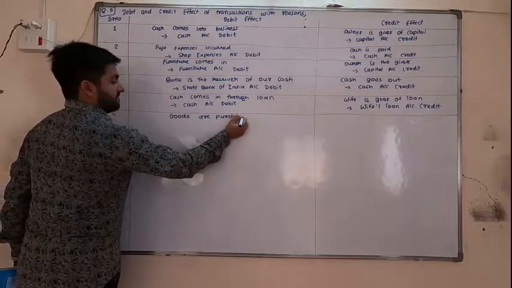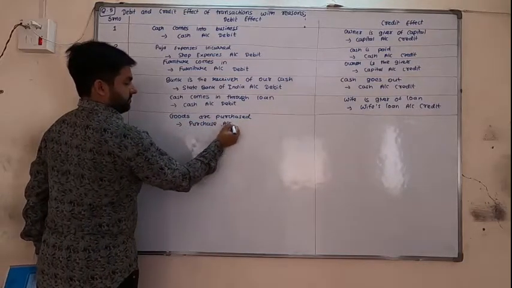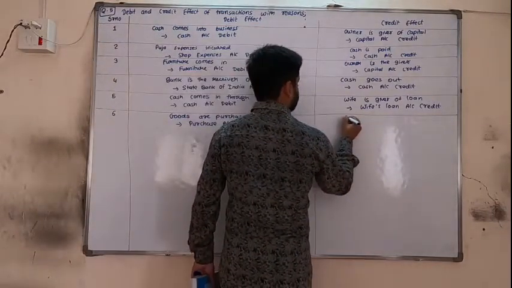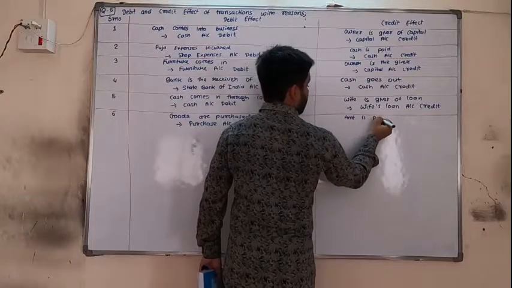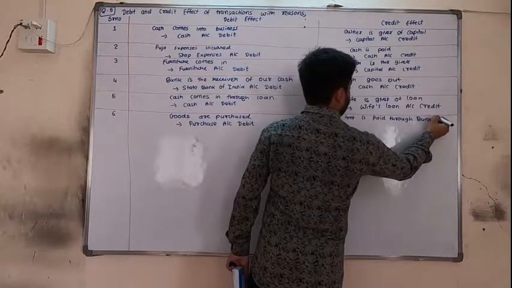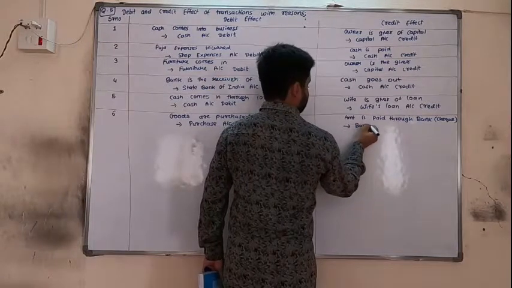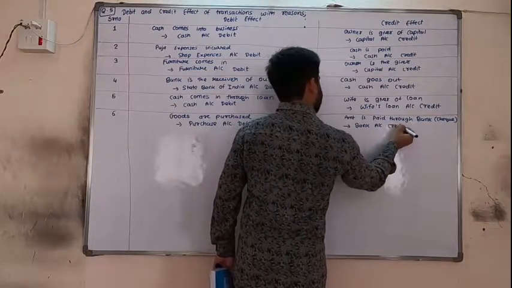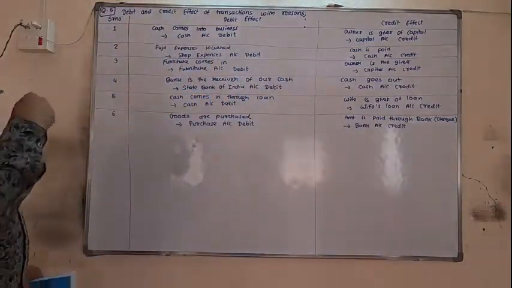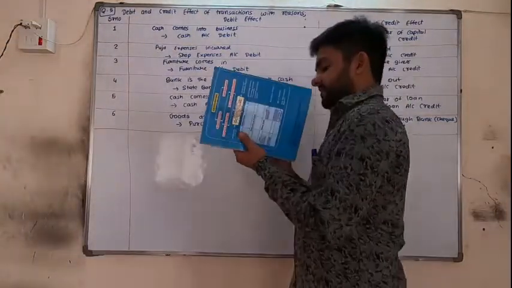Goods are purchased. Purchase account debit. Amount is paid through bank (by check), so bank account credit. You can write that bank is the giver, but the amount is made through bank. It is a much more proper reason. Okay. Next.